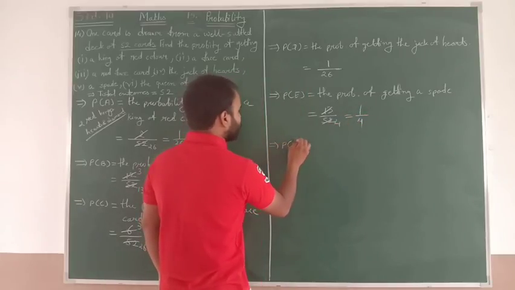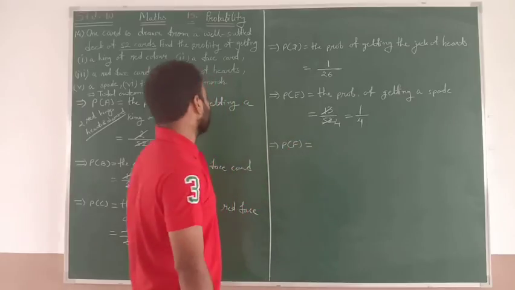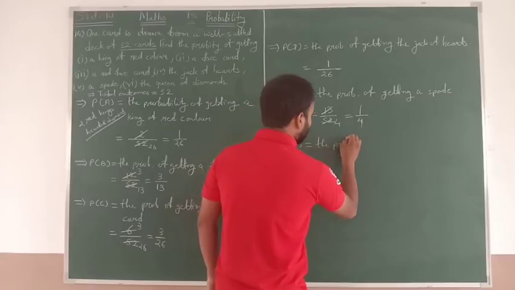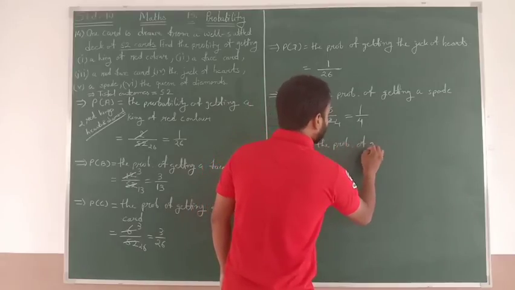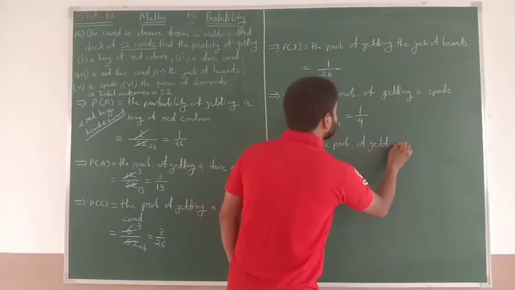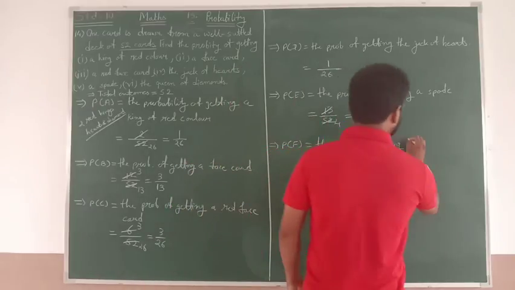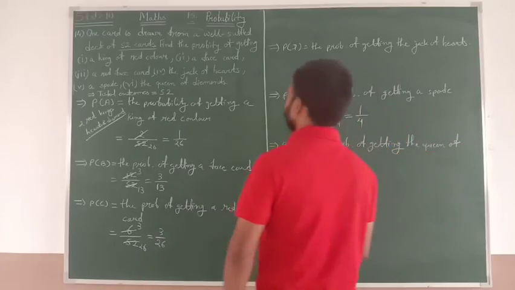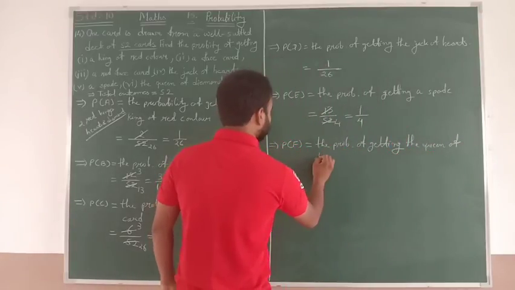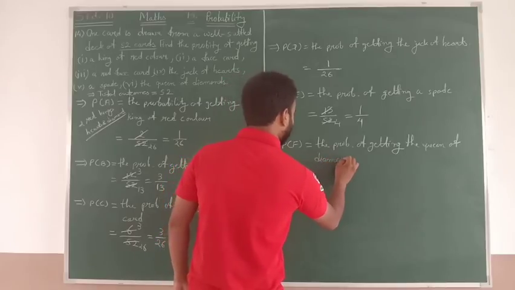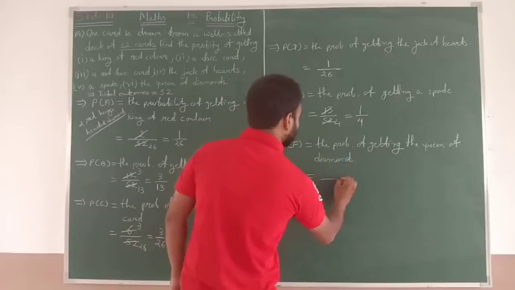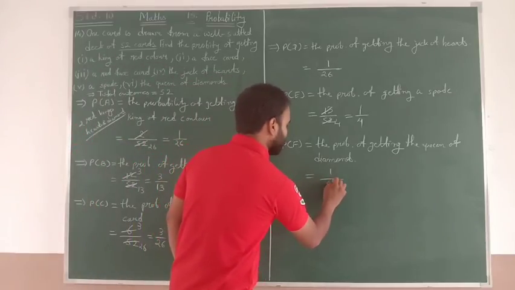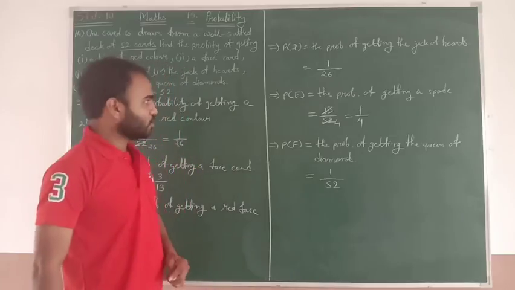And the last question, that is P of F, the probability of getting the queen of diamonds. So in diamonds there is only 1 queen. The answer will be 1 by 52.